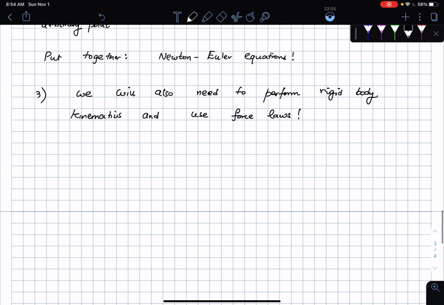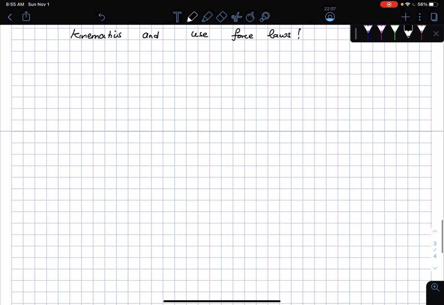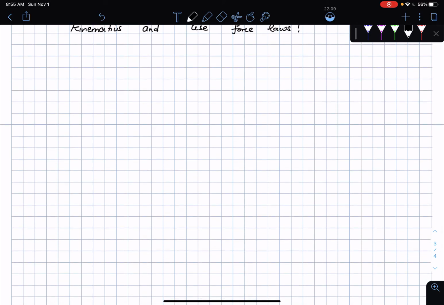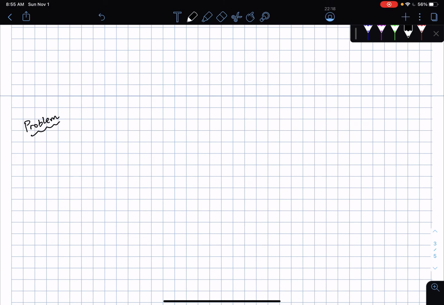And so I want to put this together on a very quick problem here. Let's say here is the problem. I need to obtain the equation of motion of a compound pendulum, or a simple bar. Let me draw this here. So I have a fixed pivot point.